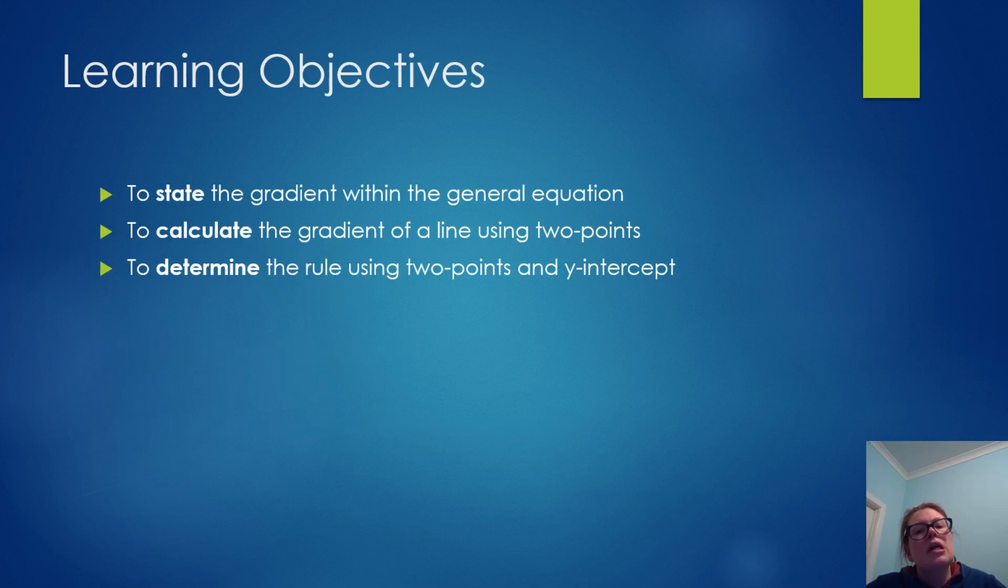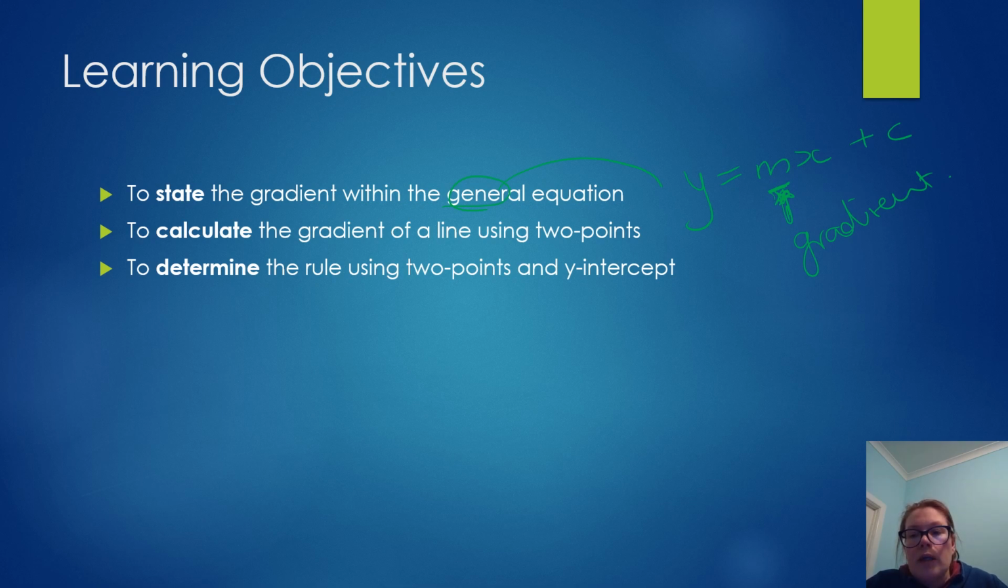So the learning objectives are to be able to state the gradient within the general equation, and the general equation is in the form y equals mx plus c. Sometimes that c is a different letter, but ultimately it is the same thing. It's just the y-intercept, and this m represents our gradient. So we needed to be able to find the gradient in an equation. We also needed to be able to calculate the gradient from a line using 2 points, and to determine the rule using 2 points and the y-intercept.